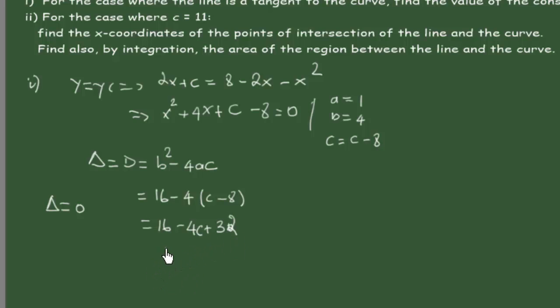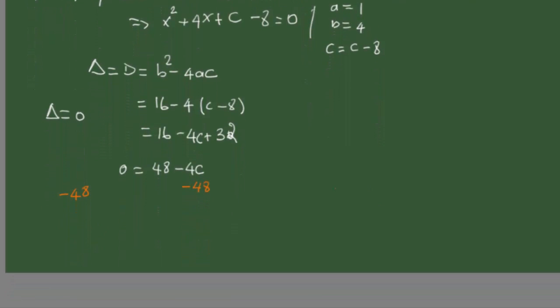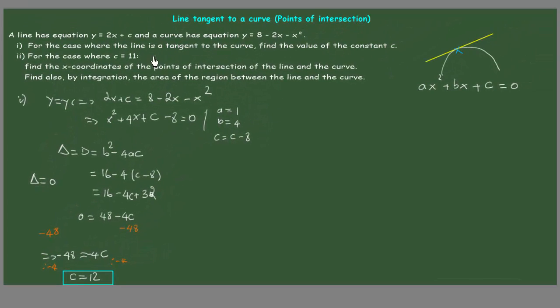So we have 0 equals 48 minus 4c. Then we can subtract 48 on this side and minus 48 on the other side, and this gives us minus 48 equal to minus 4c. And of course, we can divide by minus 4 on both sides, and we will obtain c equals 12. And this is the value of c in the condition we were given in the exercise.